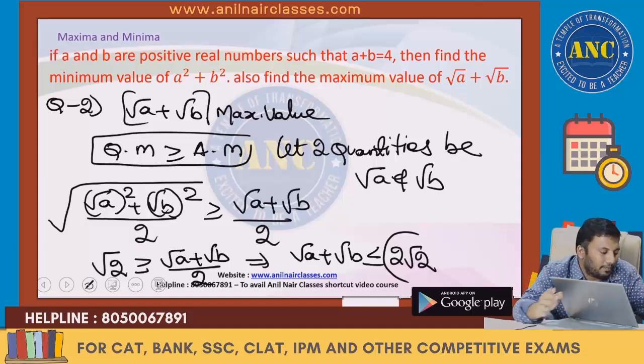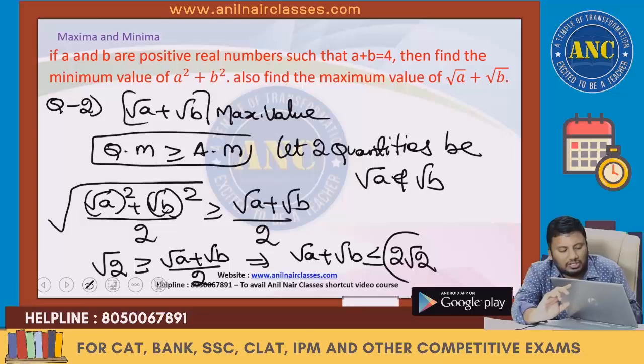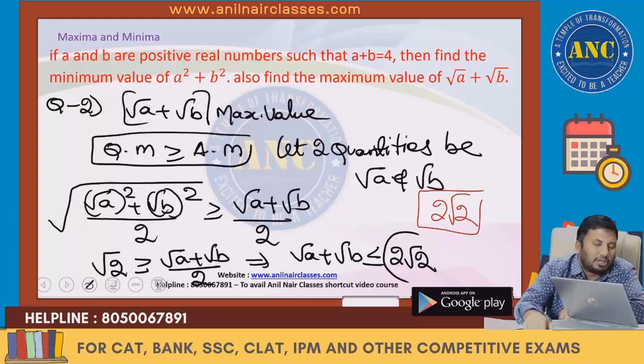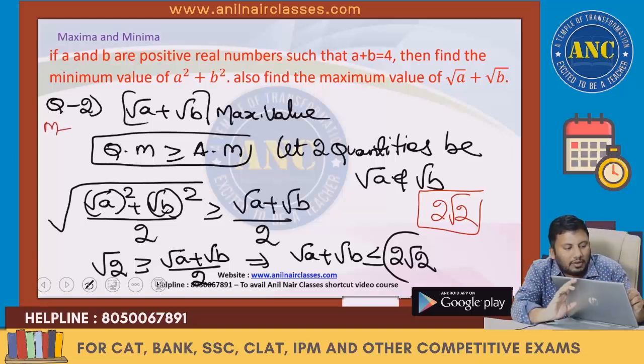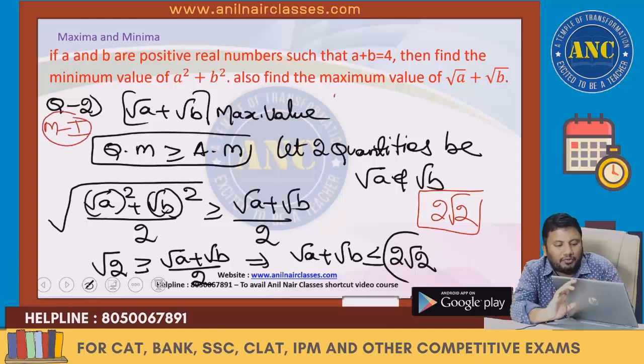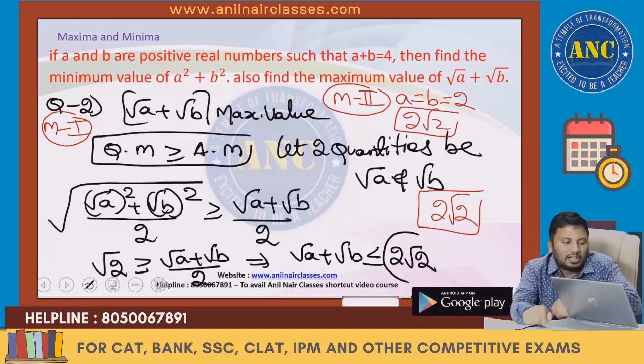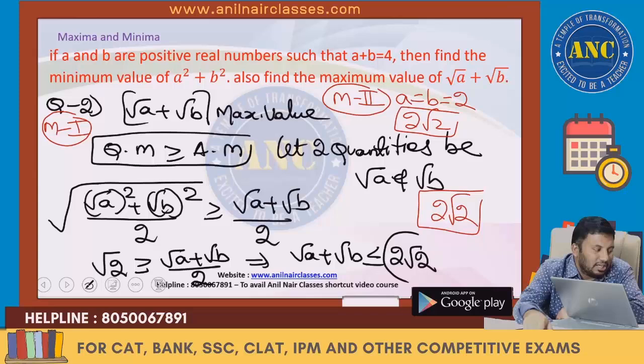Answer is 2 root 2, by quadratic mean greater than or equivalent to arithmetic mean. This is method 1. Method 2: it is a symmetric function, so a equivalent to b equivalent to 2. So answer is root 2 plus root 2, which is 2 root 2.